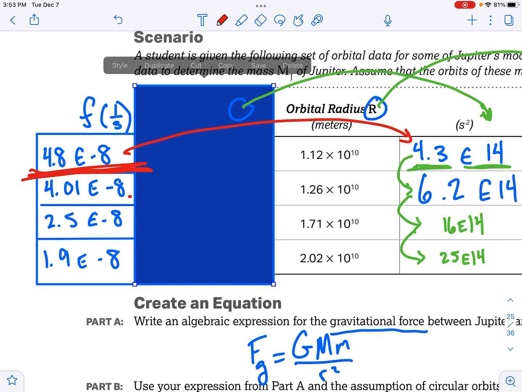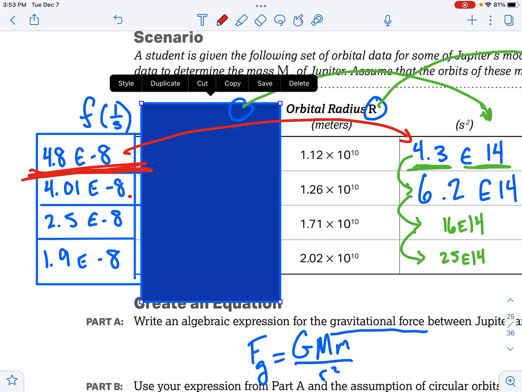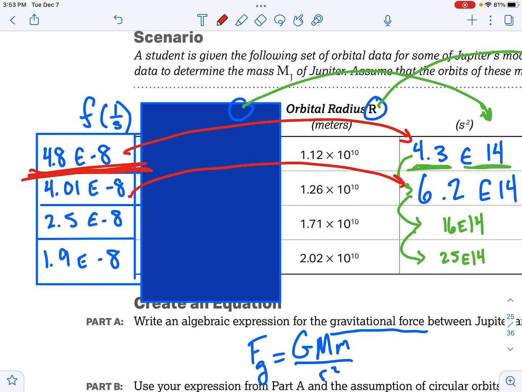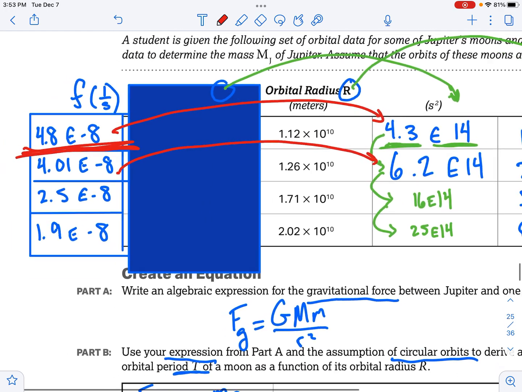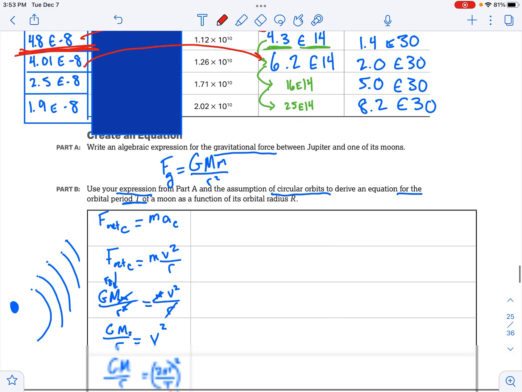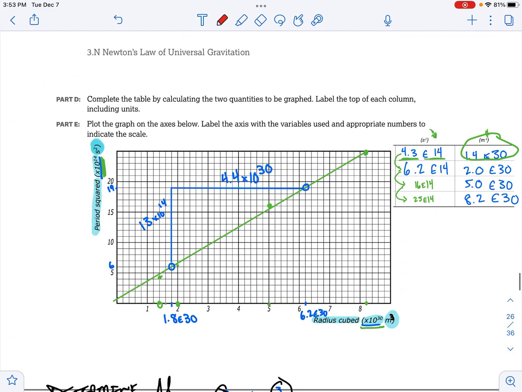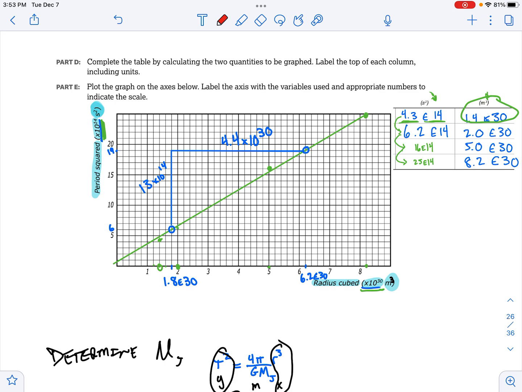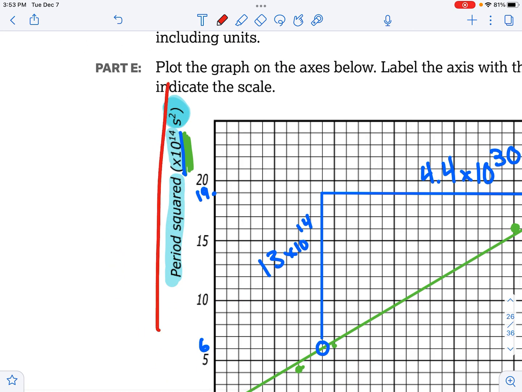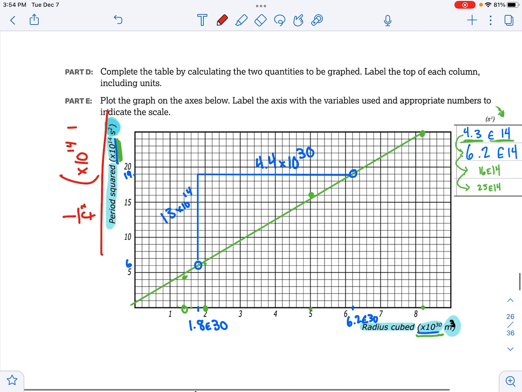And when you do this one, you're going to get, whoa, that number. So we're going to go through everything. All the numbers are going to be the same. All that would be different is that when you get to this right here, you would say 1 divided by the frequency squared times 10 to the 14th. Oh, well, let's double check.